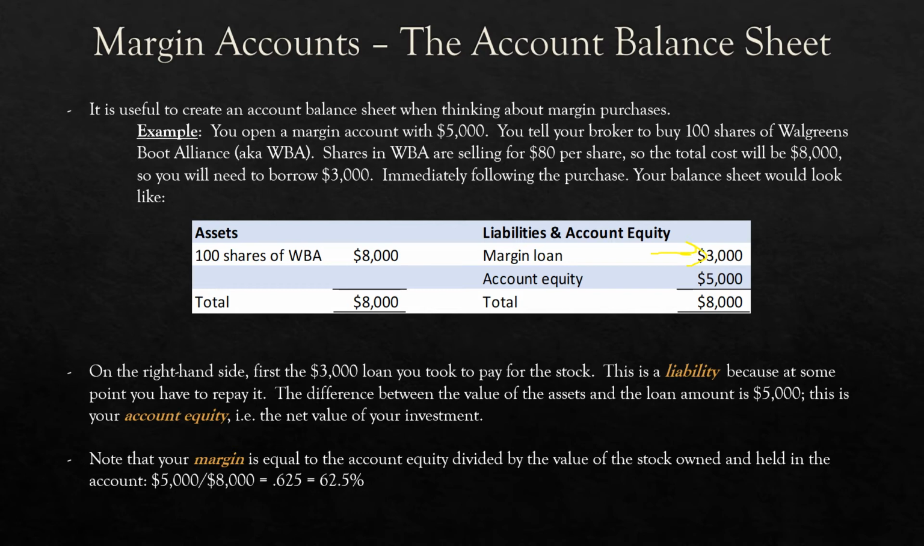So note that your margin is equal to the account equity divided by the value of the stock owned and held in the account. So your margin is the $5,000 divided by the $8,000, which is going to equal 62.5%. I hope that makes sense for everybody.